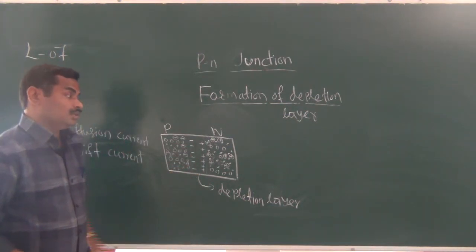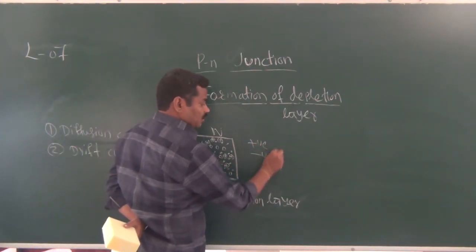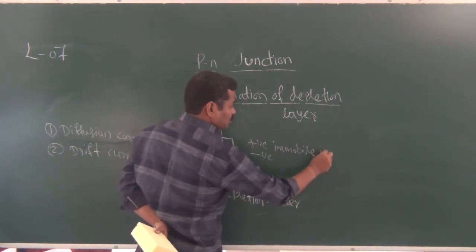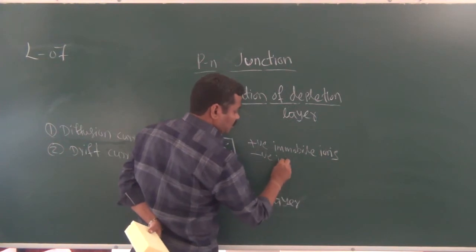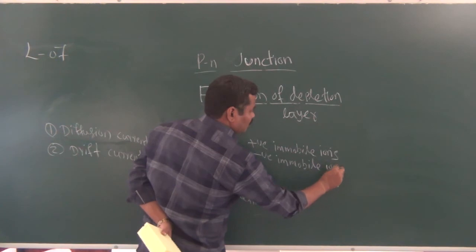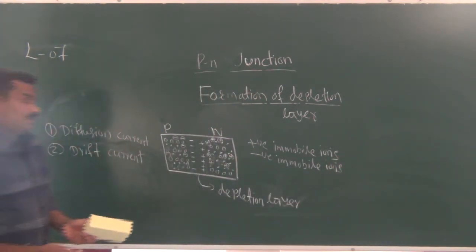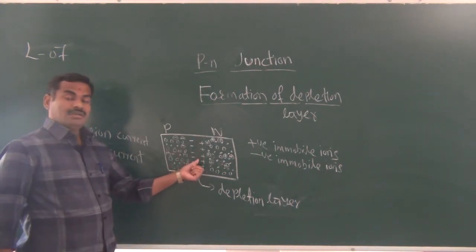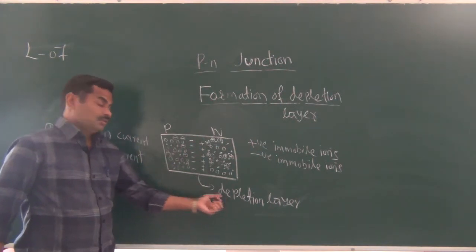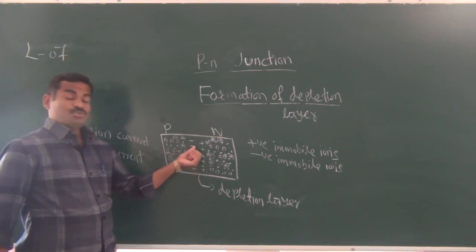In the depletion layer, you are having the positive and negative ions. They are immobile ions. It means they are not moving, and they are also not taking part in the conduction of the current. This means the layer that is having negative and positive ions will be the depletion layer. In this layer, we are not having any charge carriers, and it is also called the space charge region.